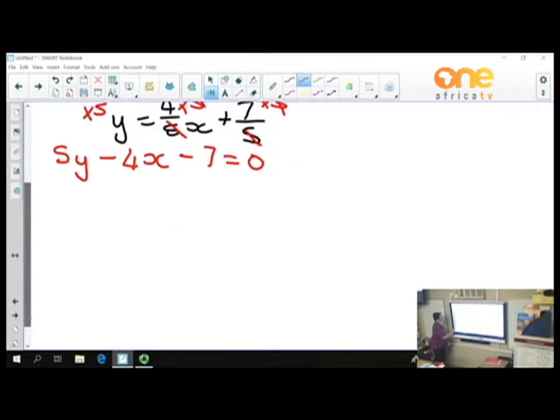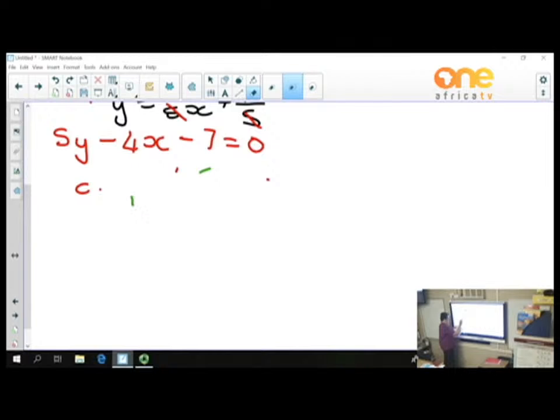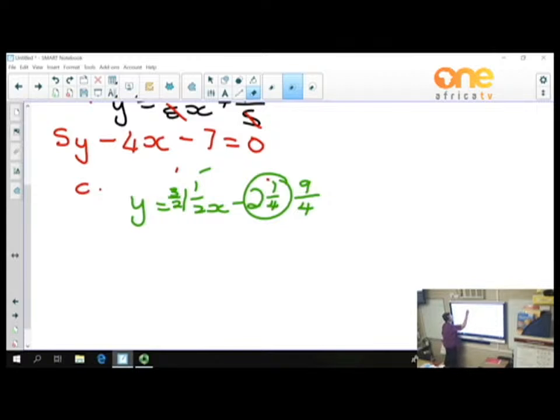Okay, the next one, number C, is y is equal to 1.5x minus 2 1/4. I will change this 2 1/4 immediately to 9 over 4. And this one as well to 3 over 2. Okay, so the LCM, 4. So times 4, times 4, times 4, and cancel, right?